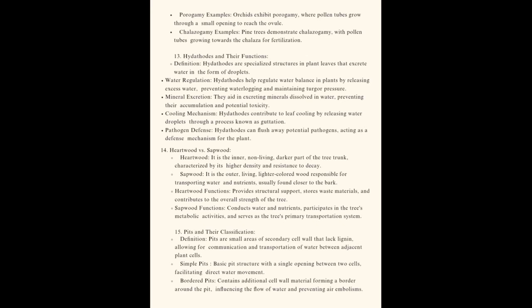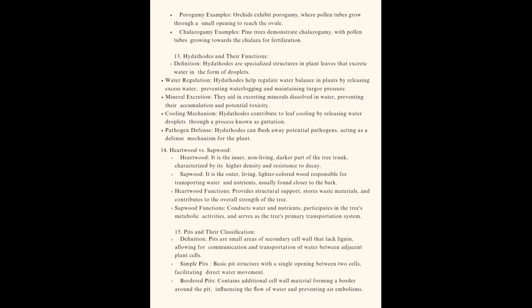14. Heartwood versus sapwood. Heartwood: it is the inner, non-living, darker part of the tree trunk, characterized by its higher density and resistance to decay. Sapwood: it is the outer, living, lighter-colored wood responsible for transporting water and nutrients, usually found closer to the bark. Heartwood functions: provides structural support, stores waste materials, and contributes to the overall strength of the tree. Sapwood functions: conducts water and nutrients, participates in the tree's metabolic activities, and serves as the tree's primary transportation system.